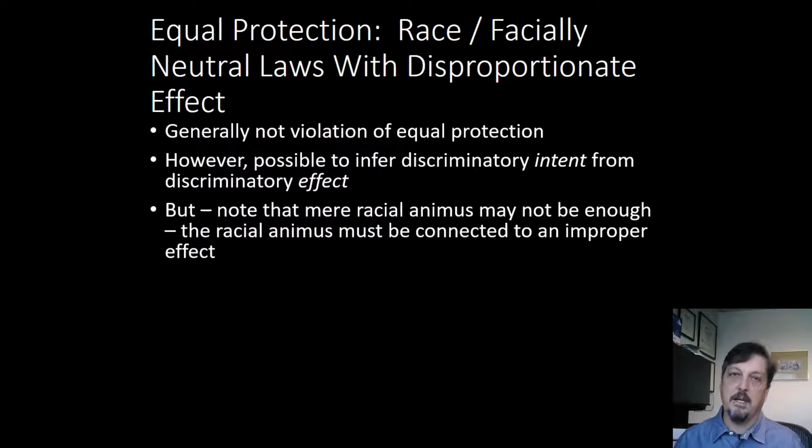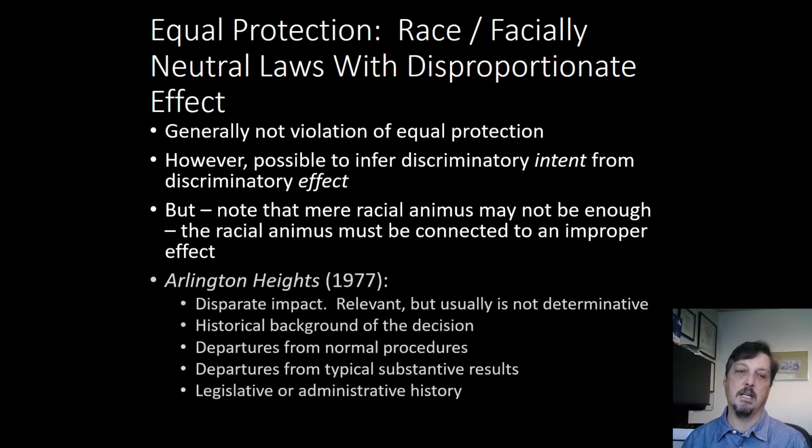We also talked about the fact that just some racial animus underlying at least some of the legislators who enacted the legislation might not be enough, but we do need to show that the racial animus is actually connected to some kind of improper effect. And we looked at some ways to look at this. The Arlington Heights case gave us some good factors to consider to determine whether we're going to find an intent and effect that go together in a way that the court might invalidate the statute.